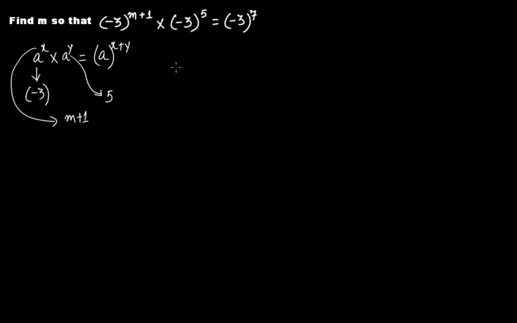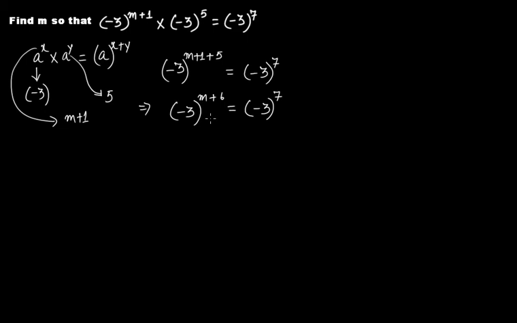So from this one you get (-3)^(x+y), that is m plus 1 plus 5, and this has to be equal to (-3)^7. From here you get (-3)^(m+6) is equal to (-3)^7. Now it is something like 2^3 is equal to 2^x. What will be the value of x? Of course x will be 3.